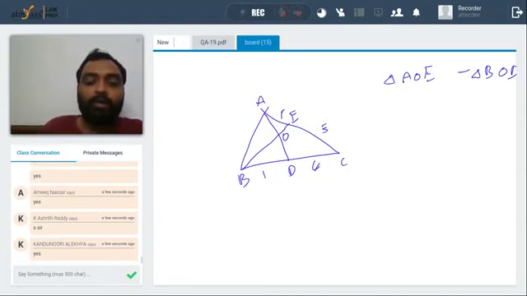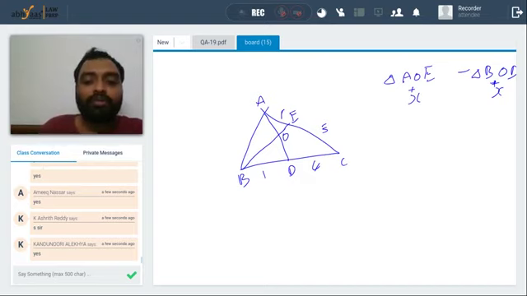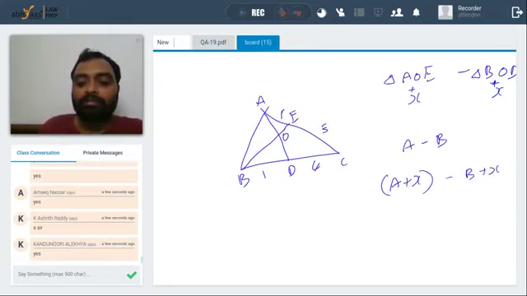Understand this slowly. AOE and BOD, I want the difference. Can I get it directly? I cannot. So there is something common, X and X. I'll add X and X to both. The difference between them is also the difference between triangle AOE and BOD, because X and X will get cancelled. For example, A minus B is the same thing as A plus X minus B plus X, which is nothing but A minus B.